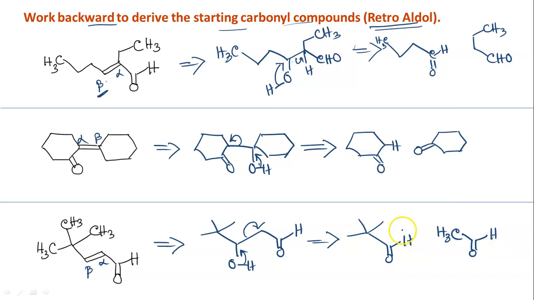Now the two molecules are not the same. One molecule is non-enolizable, so it will act as the acceptor, and the other will be the donor because it is enolizable. There are 3 alpha hydrogens, so that is the reason that here first OH will be generated at this carbon, and then there will be removal of water, so a CC double bond will be generated. So in this way we can work backward to derive the starting carbonyl compounds.